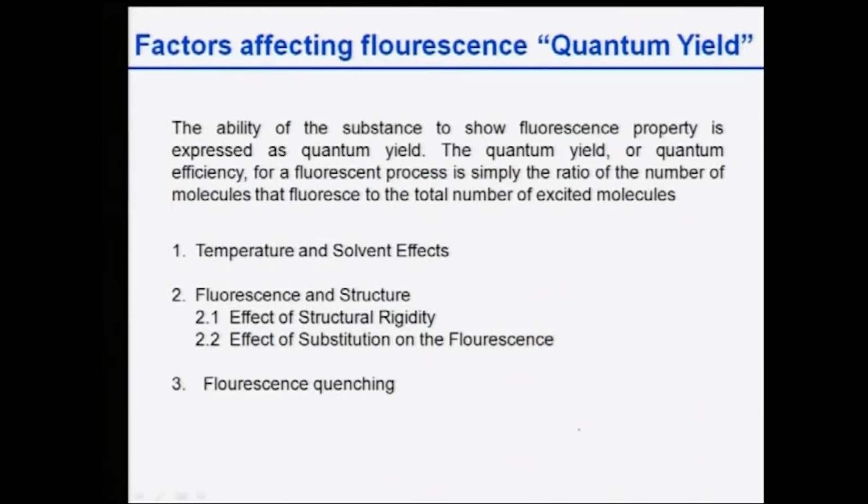Now, there are factors which can affect the quantum yield, so quantum yield must be discussed. What is quantum yield, I have already discussed. So, what are the factors? The quantum yield or quantum efficiency of the fluorescence process is simply the ratio of the number of molecules that fluoresce to the total number of molecules used for excitation. Then you have temperature and solvent effects, then the structure of the molecule affecting the structural rigidity, the effect of substitutions, and quenching, which will come into the picture.